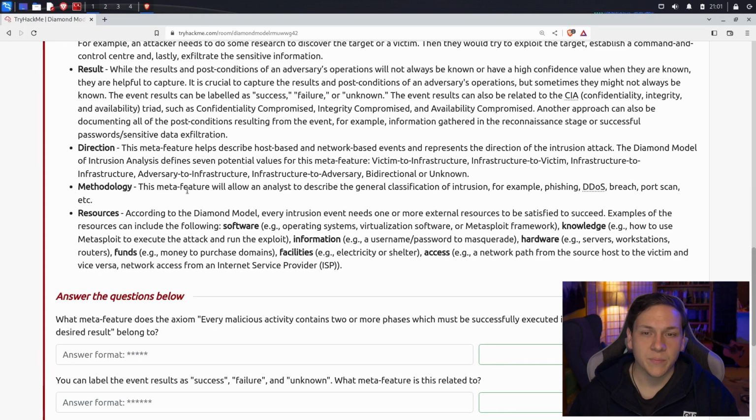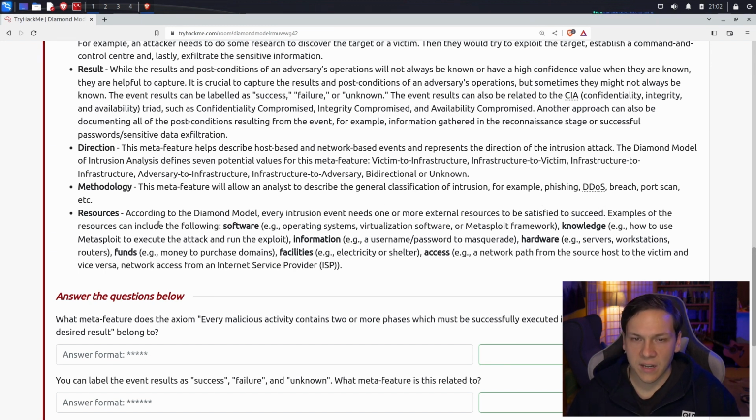Methodology. This meta feature will allow an analyst to describe the general classification of intrusion, for example, phishing, DDoS, breach, port scan, etc. And finally, resources. According to the Diamond Model, every intrusion event needs one or more external resources to be satisfied to succeed.